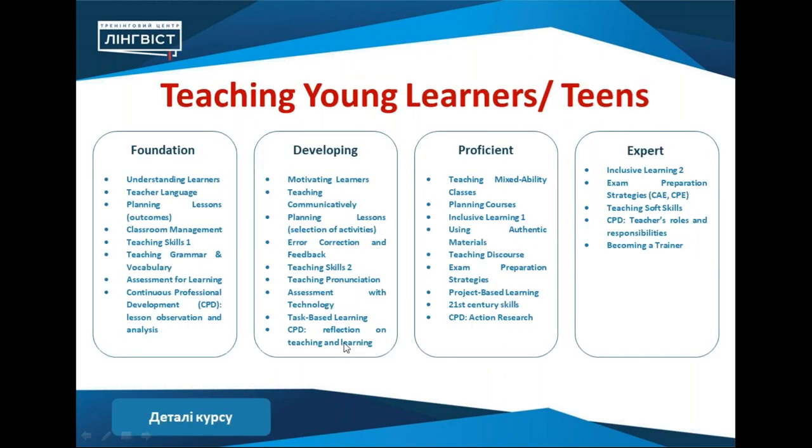So, teaching young learners and teens. It is a four-level course which covers all methodological issues from the first three categories. Each next level is a logical continuation of the previous one. At each stage, we offer a 24-hour course. This summer, we set off the foundation level in seven cities: Київ, Одеса, Харків, Хмельницький, Чернігів, Луцьк and Тернопіль. In autumn, other cities may join this project. You can take the whole course or any of the three modules of it.